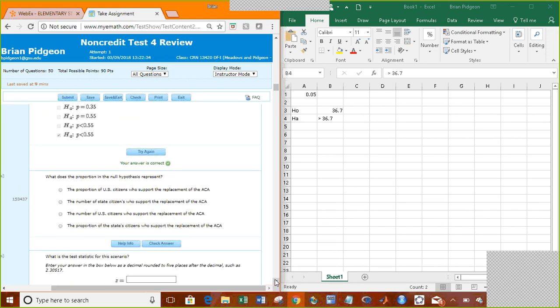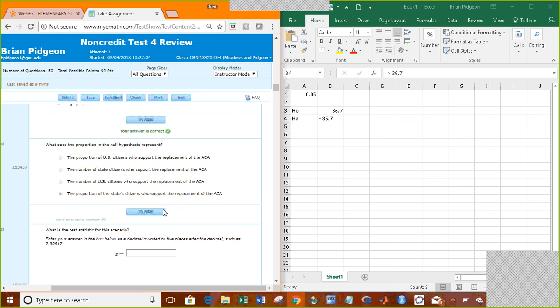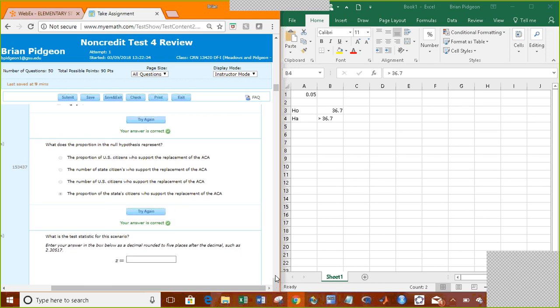So what does the proportion in the null hypothesis represent? Once again, we're not making inferences based on the United States as a whole. We're making inferences based on the number of state citizens. Actually, no, it's the proportion, not the number. All right, so what is the test statistic for this scenario?